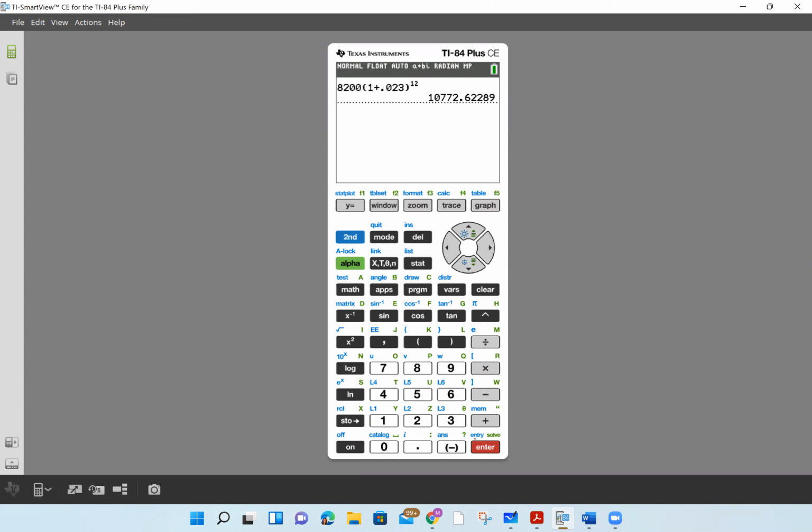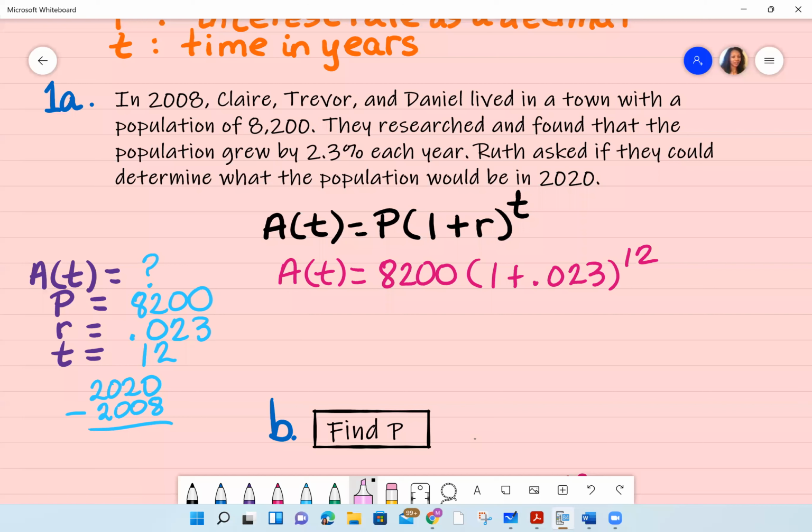We are talking about a population, so I'm not going to round it, but it may come back and bite me later. I'm just going to leave it as 10,772. Probably should do 73, but let's just work with that and see what happens here. So A of t is going to be 10,772 people, because we're talking population.